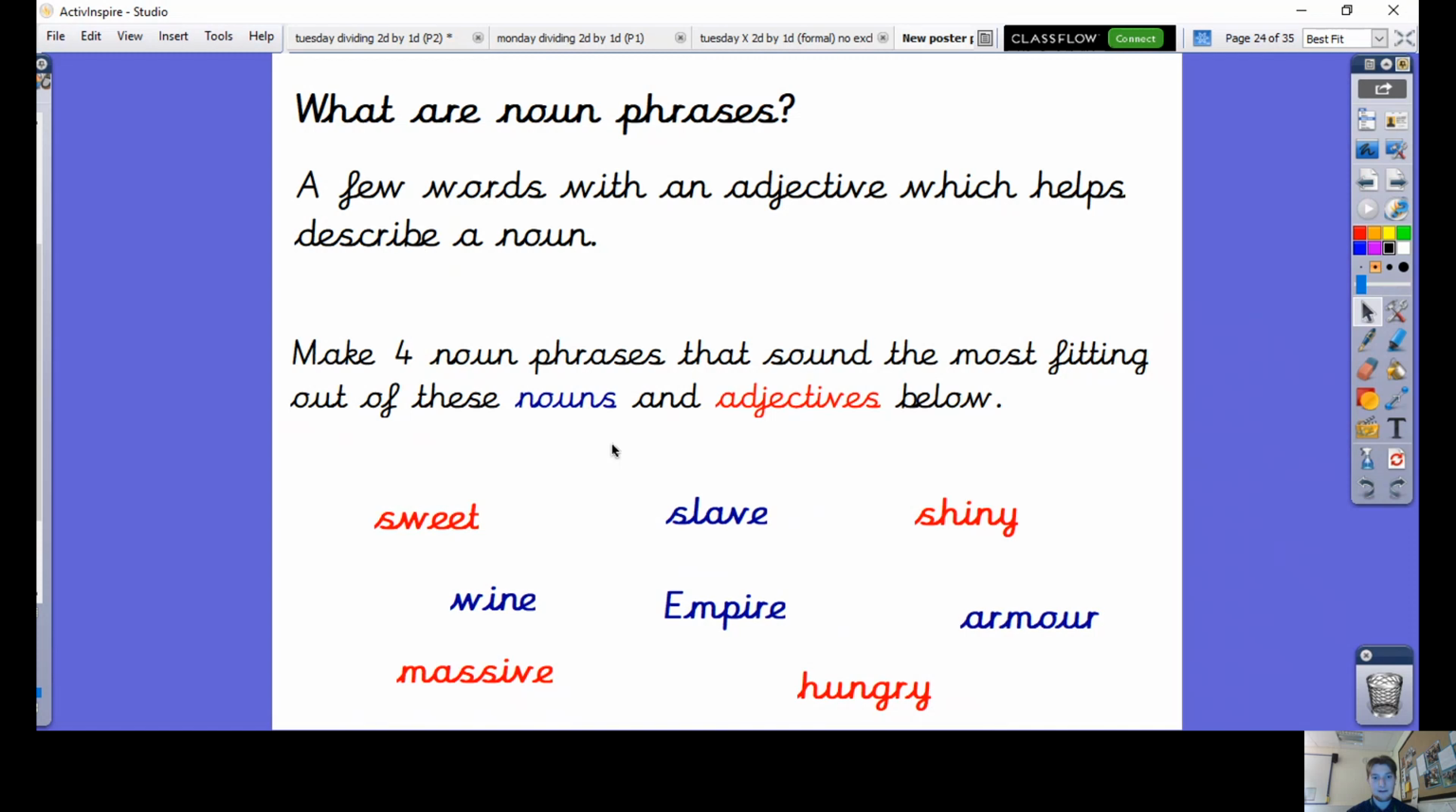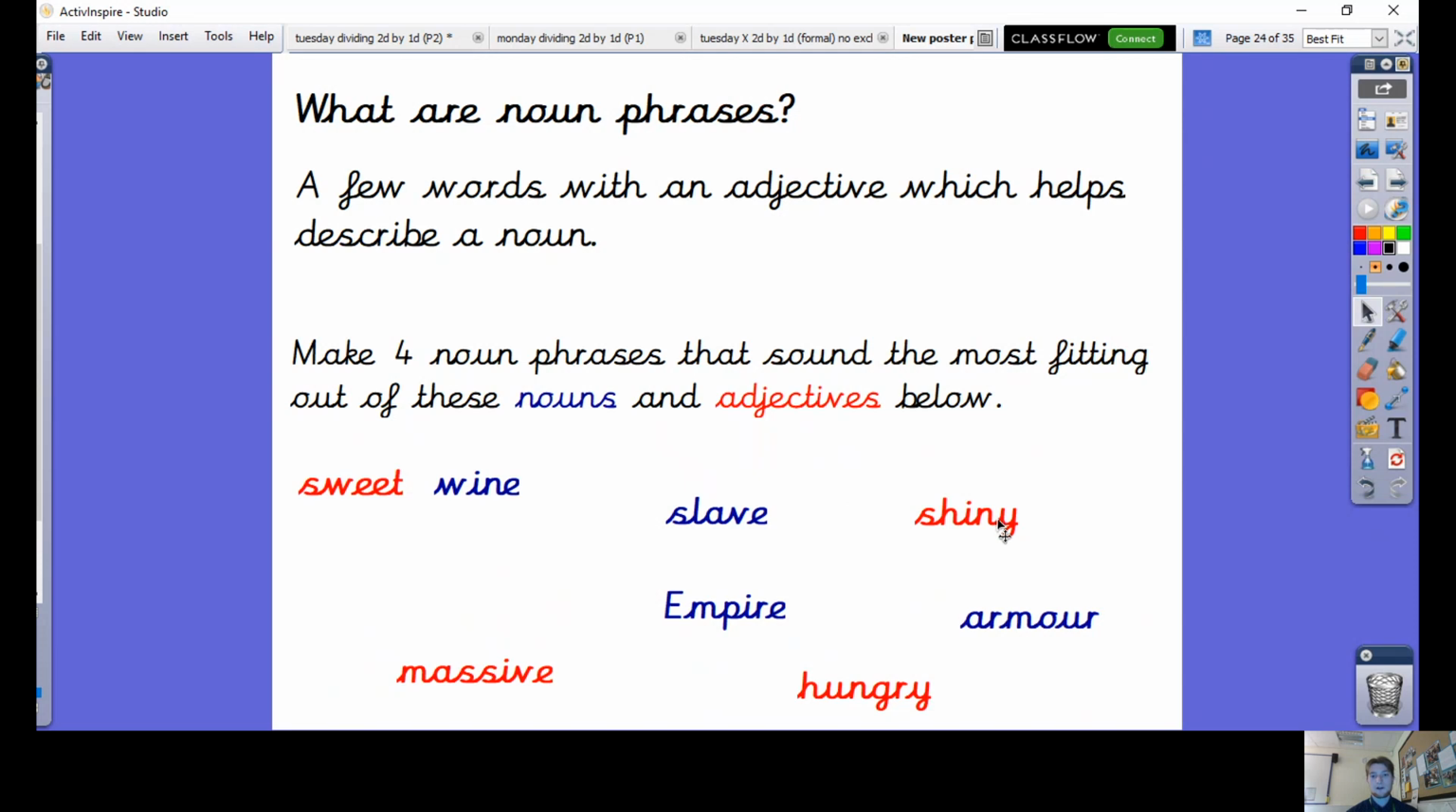Okay, right, let's go through the answers quickly then. I'm going to pick an adjective first, because that's the thing that goes at the front of our noun phrase, isn't it? So I'm going to pick sweet. What noun does sweet describe well? Sweet slave? I'm not sure that works too well. Sweet armor? I'm not sure armor tastes that sweet. Sweet empire? It doesn't work, does it? Sweet wine? That works well because it's describing the flavour of the wine, the taste of the wine. There we go, sweet wine. That's a nice noun phrase there.